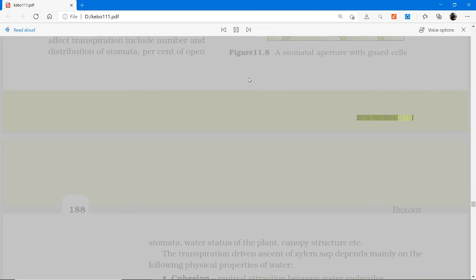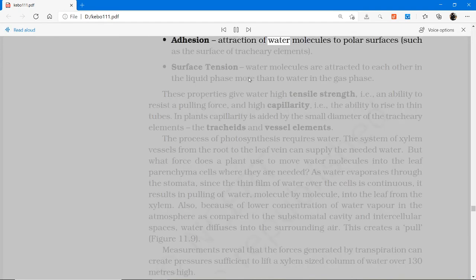Plant factors also include water status of the plant, canopy structure, etc. The transpiration-driven ascent of xylem sap depends mainly on the following physical properties of water: cohesion, mutual attraction between water molecules; adhesion, attraction of water molecules to polar surfaces, such as the surface of tracheary elements; surface tension, water molecules are attracted to each other in the liquid phase more than to water in the gas phase.